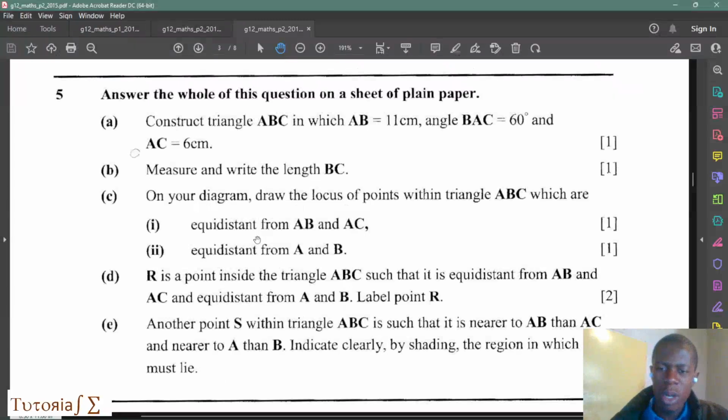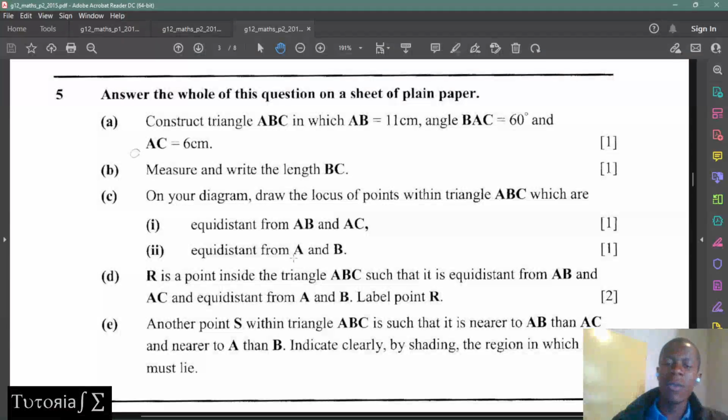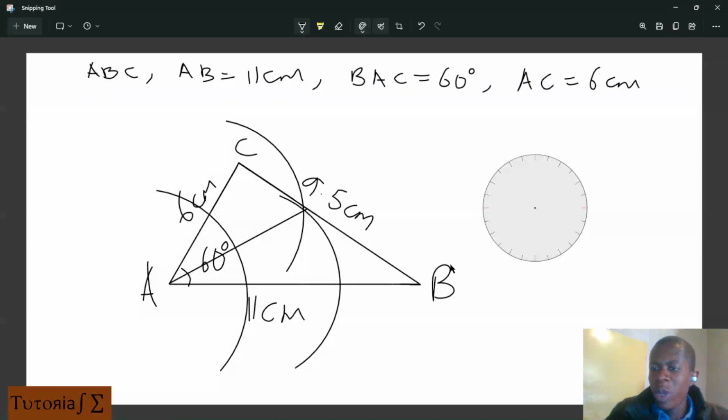We draw again, equidistant from AB. So this is different from this part. Equidistant from A and B. So we locate A and B. Where are A and B in our diagram? So we see AB is this line here, AB. So we are looking for a line equidistant from A and B.